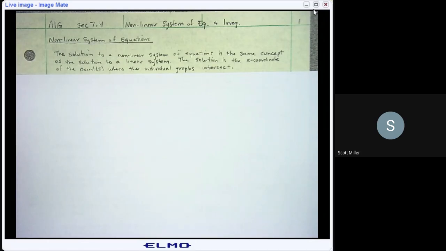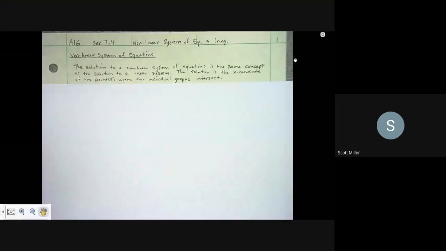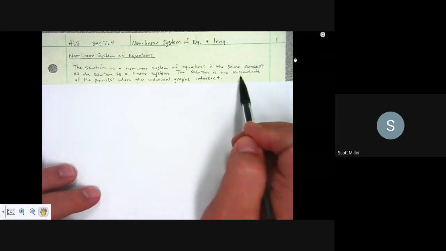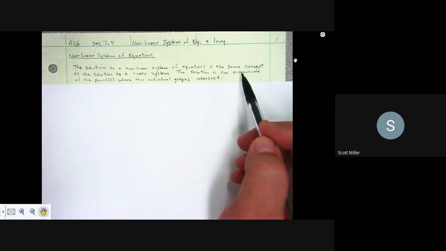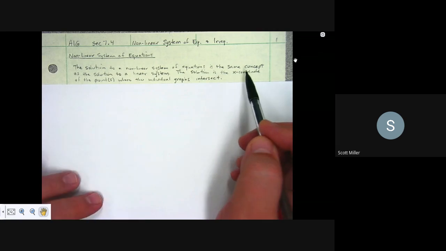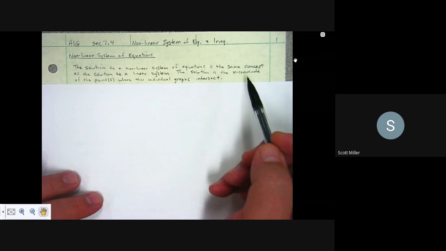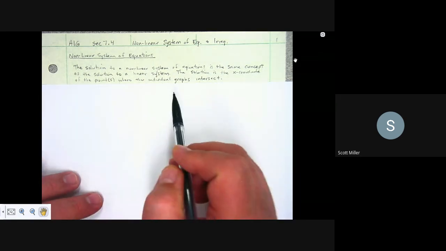Okay, so today we're going to look at section 7.4, the nonlinear system of equations and inequalities. So what is the solution to a nonlinear system of equations? Well, it's the same concept as when we had the solution to a linear system. In this case, the solution is going to be where the graphs, the x-coordinates of the graphs, intersect. So take all the graphs in my system, where they all intersect in a single point or points is where we will have our solution.